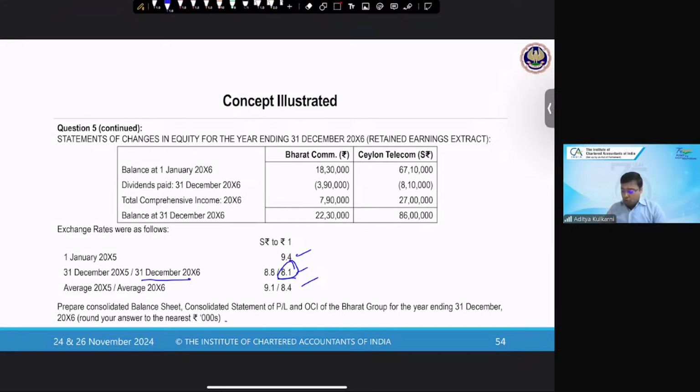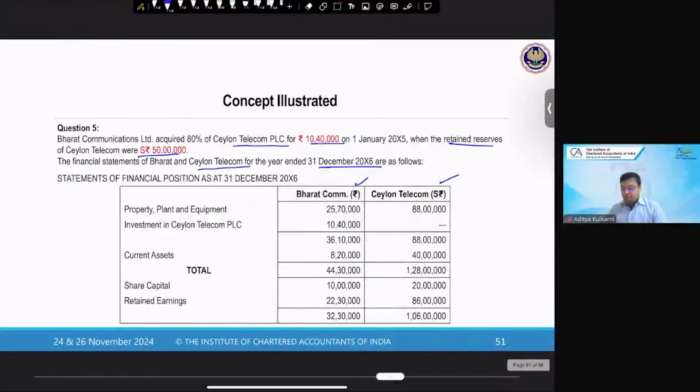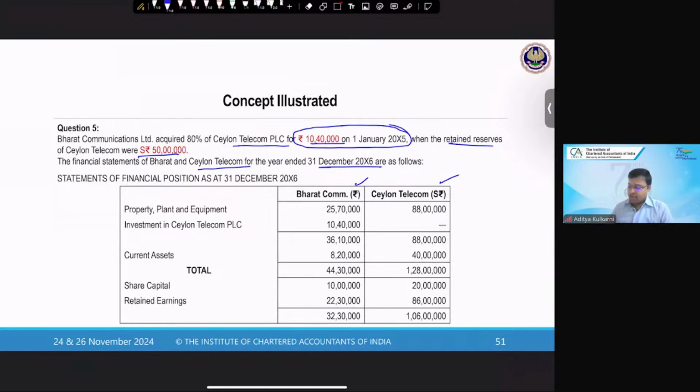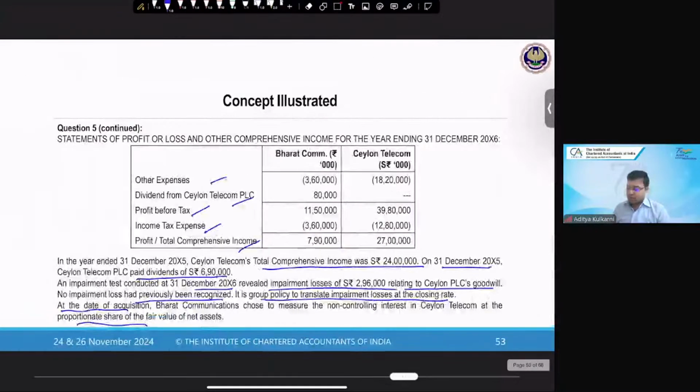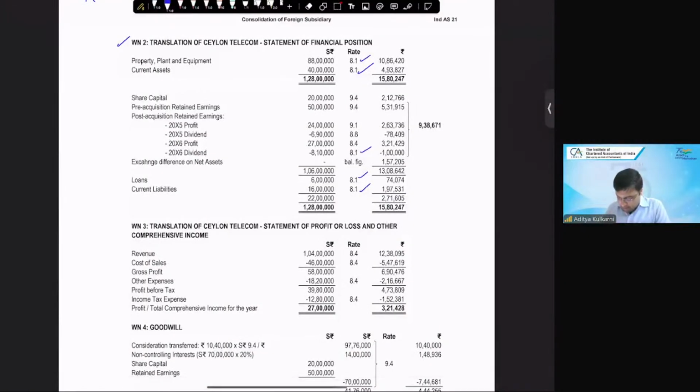Opening rate, or rate on the date of acquisition? Acquisition rate, sir, on the date of acquisition. So it was acquired on 1st January 20x5. So now 9.4. Absolutely, and prepaid earnings also at 9.4. Are we having any doubts here? No, sir. No doubt, sir.